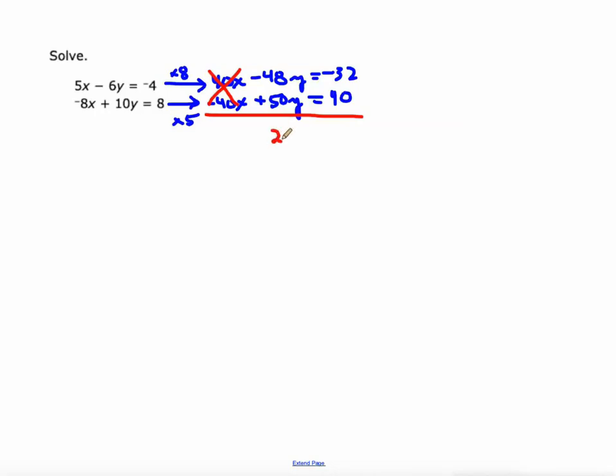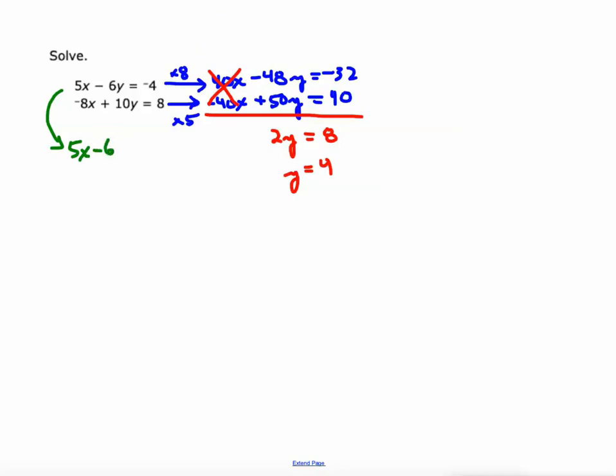Negative 48y plus 50y is 2y. Negative 32 plus 40 is 8. So y is 4. All right, then I'm going to substitute that 4 into the top equation. You can do either equation, but this has got a positive coefficient of x, and usually that makes it a little bit easier to solve for.